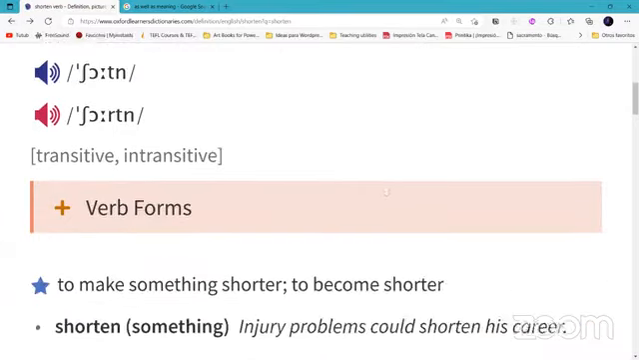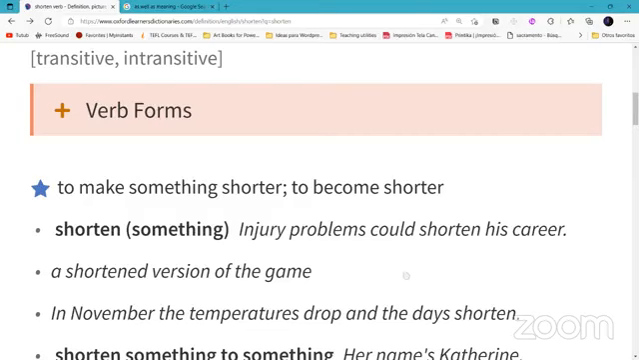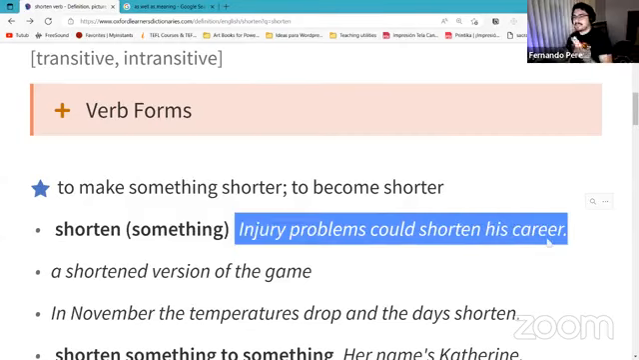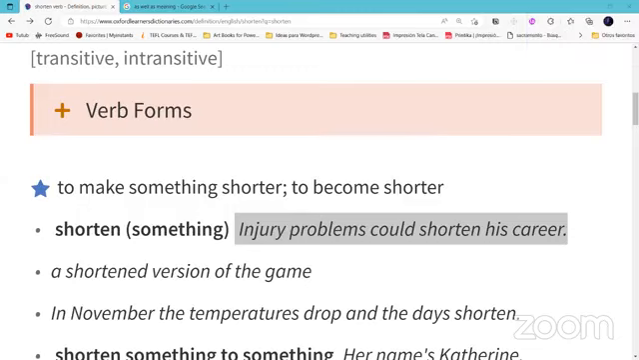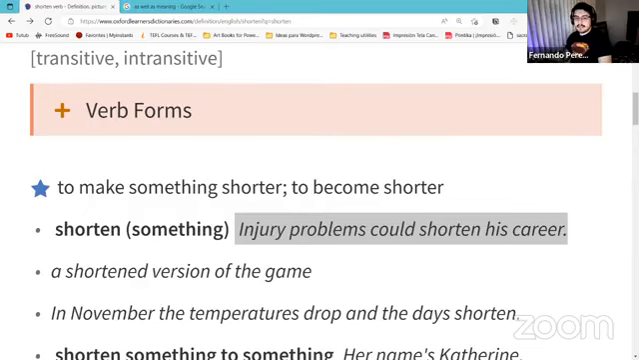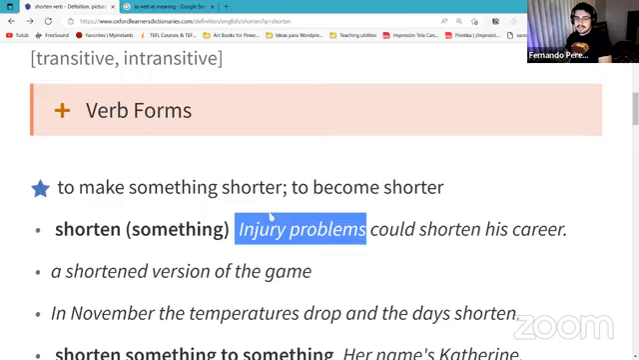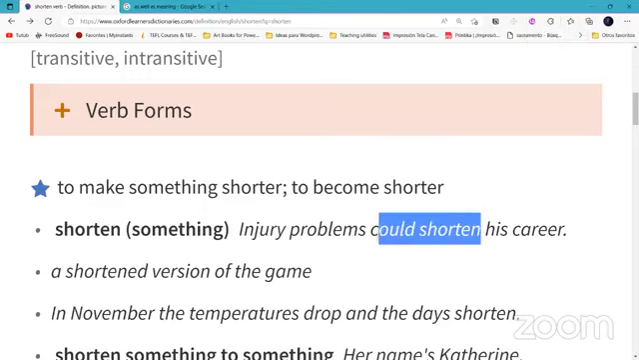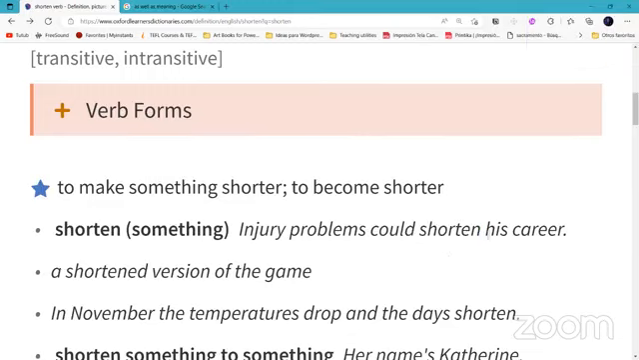Okay. You see? Look at the example. Injury problems. If you think of person, verb, complement, what's the person, what's the verb, and what's the complement? The person is injury problems. The verb is not only shorten, it's could shorten, because the modal verb is part of the verb. And then the complement.